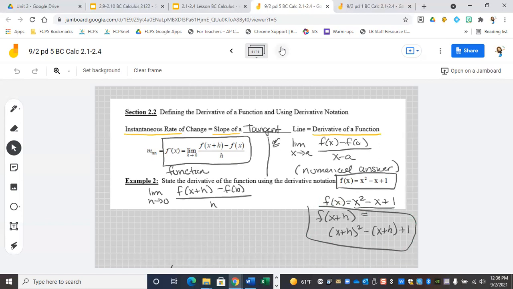Any questions? So it's just your function notation. You take out the x and you replace it with that x plus h. So I have that x plus h to the second minus, make sure you leave parentheses around the x plus h, and then the plus 1.